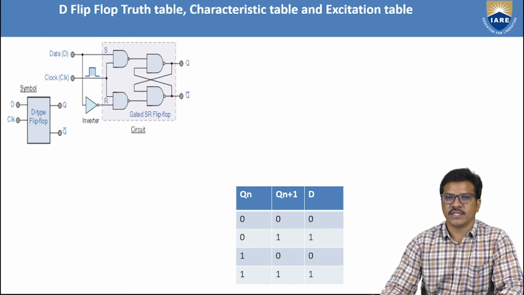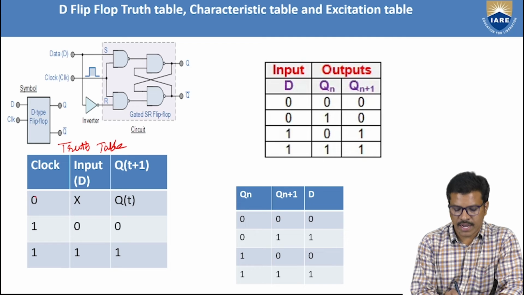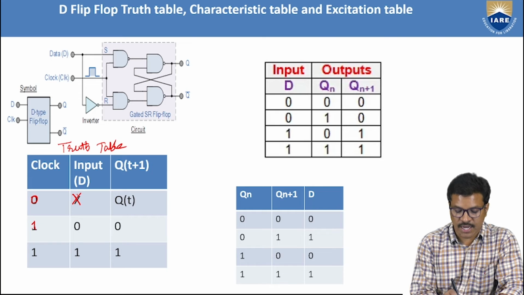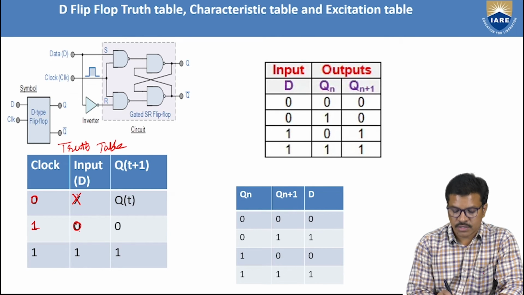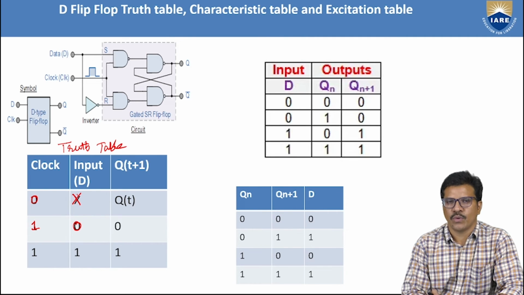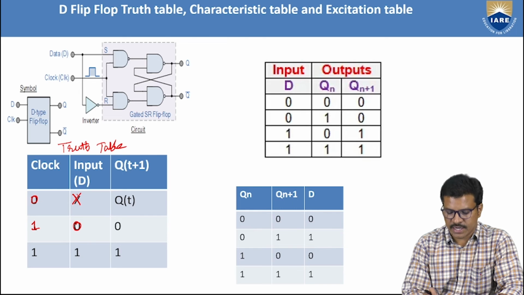This is the truth table for the D flip-flop. When the clock is 0, irrespective of the D input, the output won't change: Qn plus 1 is equal to Qn. If the clock is high, whatever the D input, the same is reflected at the output of the flip-flop, so the next state is equal to the D value.